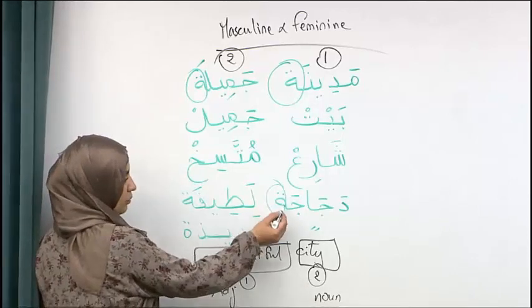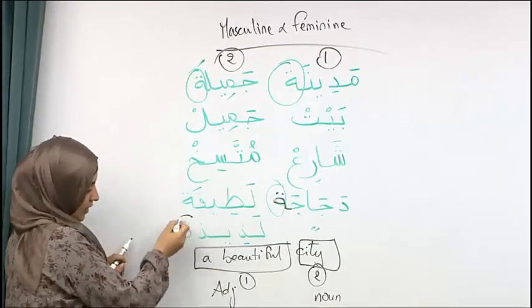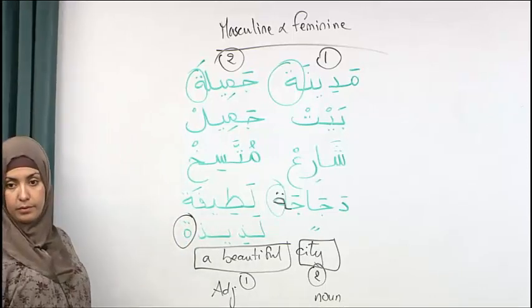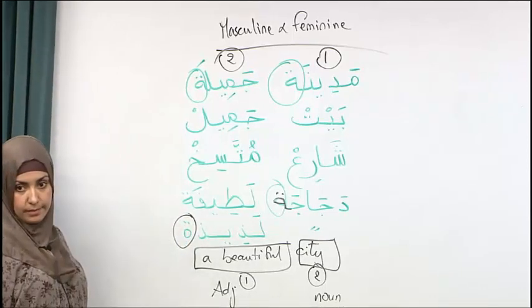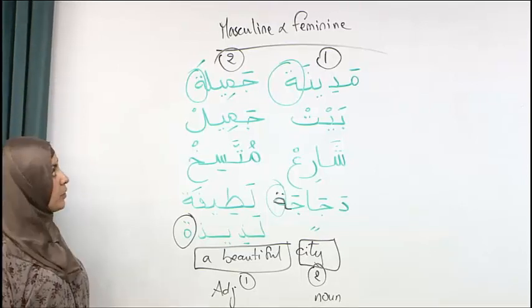And ta marbuta, when it's connected, it takes this shape. When it's not connected, it takes this shape, circled with two dots. And that'll be all for now.